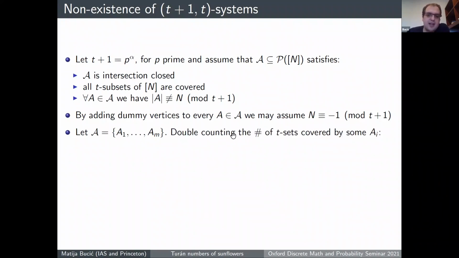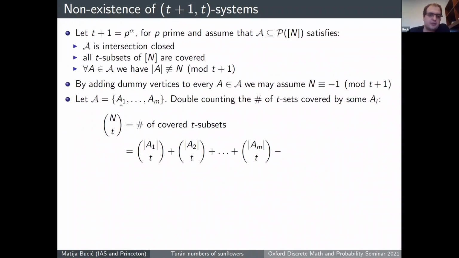And let's double count the number of T subsets of our ground set which are covered by some member of A_i. So on one hand, this is trivial because we are assuming that all of them are covered by someone. So in total, this is always equal to capital N choose T. But we can also count it in another way. We can go through the members of our family and use inclusion-exclusion.